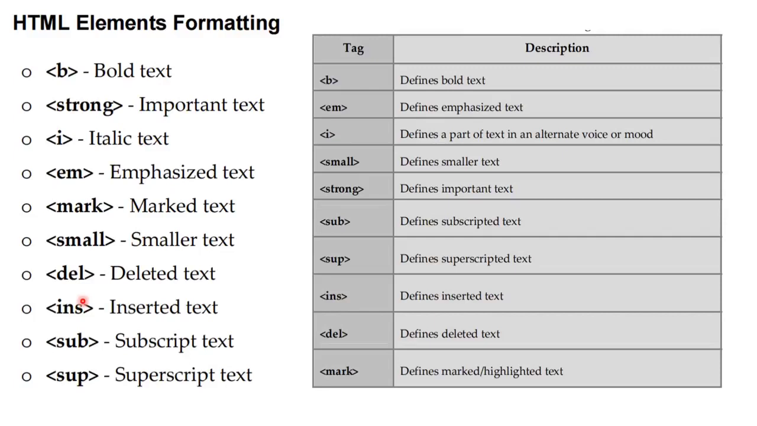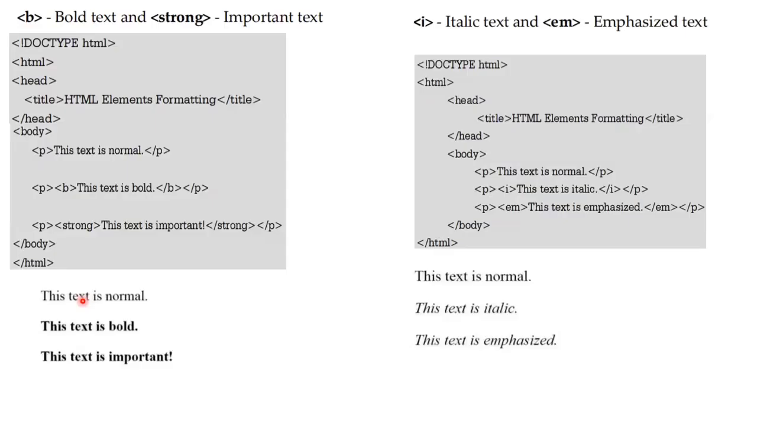With the delete tag, the deleted text will be struck through, with the line through the text, whereas in INS, the line comes below the text. This is the main difference between the two. So here, for the first one, the text is shown bold, whereas for strong, the text is shown differently.